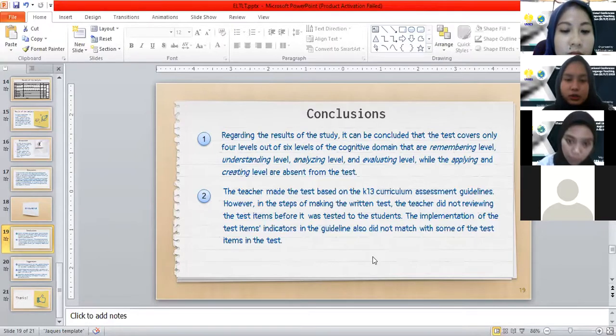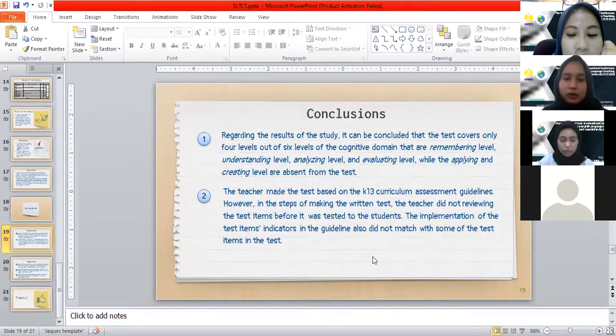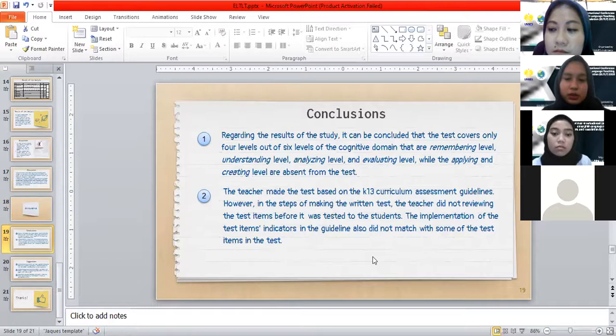And also, the teacher made the test based on the K13 curriculum assessment guidelines. However, in the steps of making the written test, the teacher did not review the test items before it was tested to the students. And also, the implementation of the test item indicators in the guideline also did not match with some of the test items in the test.